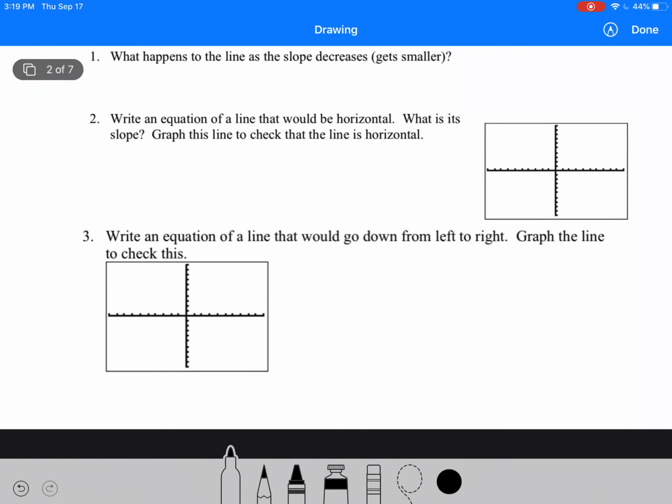All right, well, what does that mean? So let's answer our questions. What happens to the line as the slope decreases? We just said that. When the slope decreases, the line becomes flatter, or you can say it gets less steep. It approaches a horizontal line, if that makes sense. And the next question, we're going to jump there. Write an equation of a line that would be horizontal. What is the slope? Graph this line to check the line is horizontal.